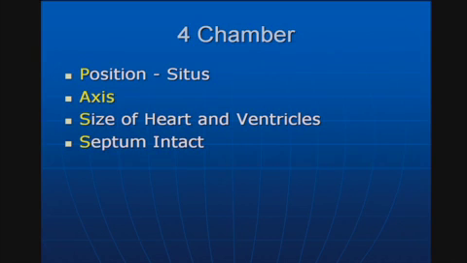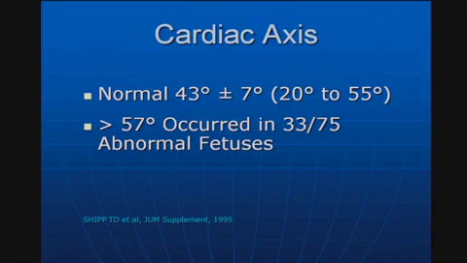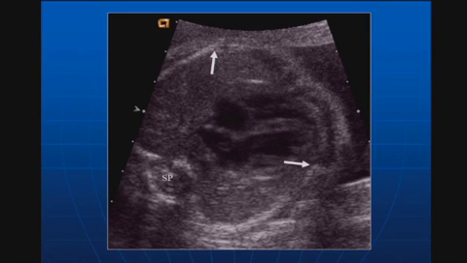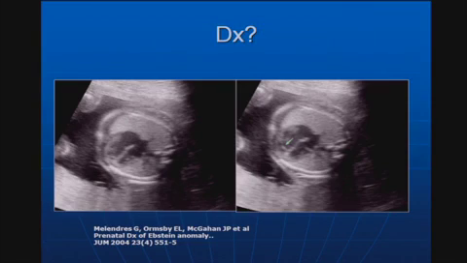Secondly, we're going to look at the axis of the heart, and this has been known for a long time. We have to make sure that we have one complete rib on each side. The axis should be about 45 degrees. This has been around for 20 years. So you should make sure you see a rib on each side. The spine is posterior. From there, you draw a line from the spine anterior. That should be about 45 degrees. The right atrium should lie on the right side of that line.